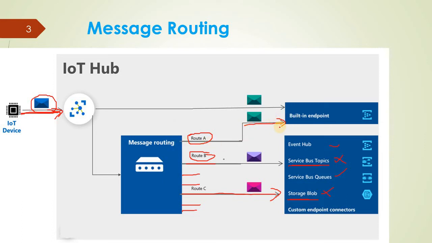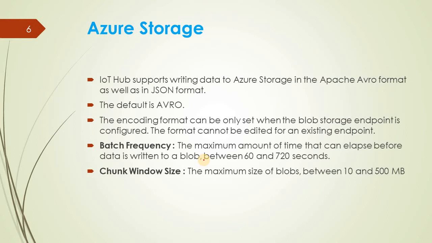But the condition is that the fallback route must be enabled. If the fallback route is enabled for this message routing, then it will redirect that message to the built-in endpoint if that particular endpoint doesn't exist. The fallback route determines that if none of the custom endpoints matches the filter condition, then it will redirect that message to the built-in endpoint. Once we start our demo, I will show you how we can define the fallback route. There are basically four types of endpoints: blob, queue, topic, and event hub.